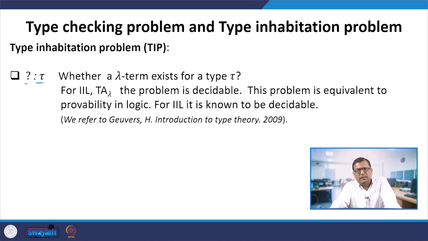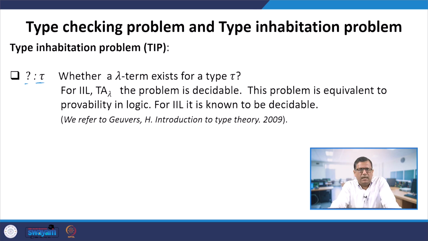Now as we discussed in the previous lecture, this is where the Curry-Howard correspondence comes in. If we are in the system TA lambda, we cannot answer this question directly. So what we did was transform or interpret these types as logical formulas, and the tau we are now looking at is a logical formula, and the type language for TA lambda is the same as the language of IIL. So now we ask whether tau is provable or not in IIL.